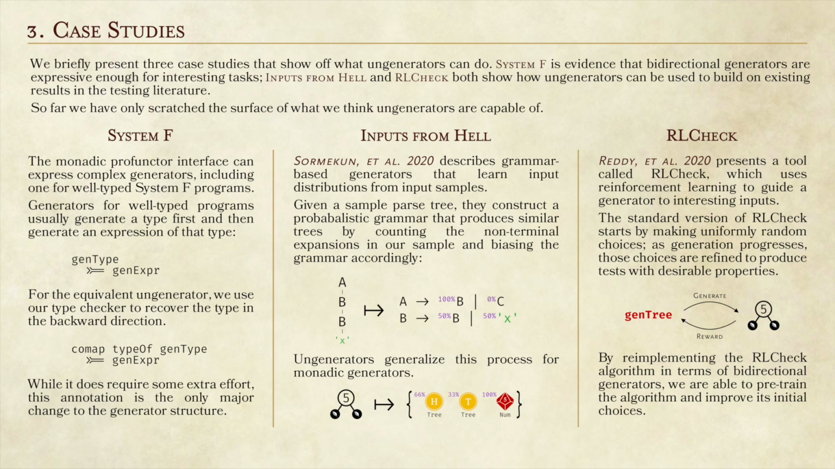Finally, we dip our toes into the world of machine learning by re-implementing a tool called RLCheck in terms of generators and ungenerators. In this case, the major improvement is that ungenerators let us easily pre-train the machine learning model. Preliminary experiments show that this does improve the overall performance of the learner, and ultimately the performance of the property-based testing algorithm.